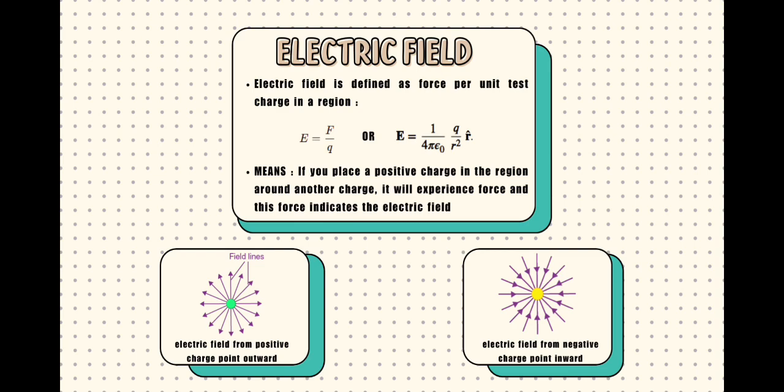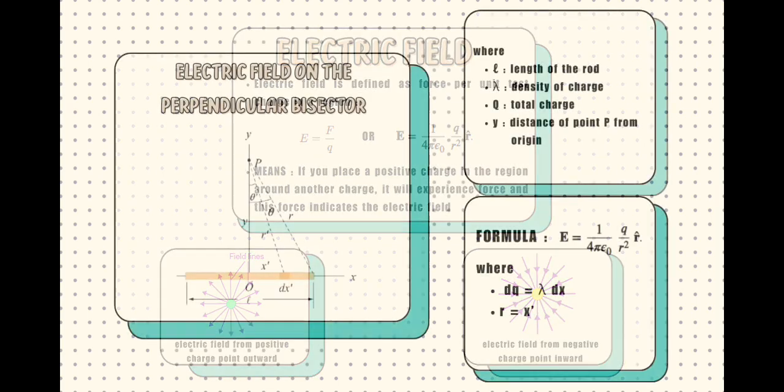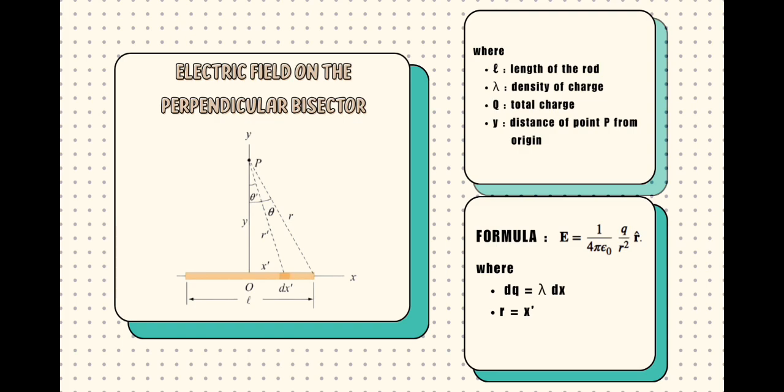For a positive charge, the direction of the field line is always pointing outward, while for a negative charge, the direction of the field line is always pointing inward. Now we are moving to our main topic, which is to calculate the electric field on the perpendicular bisector. Here we have the length of the rod L, density of charge lambda, total charge Q, and distance of point P from origin y. The formula to calculate the electric field is E equals 1 over 4 pi epsilon naught multiplied by Q over r squared.